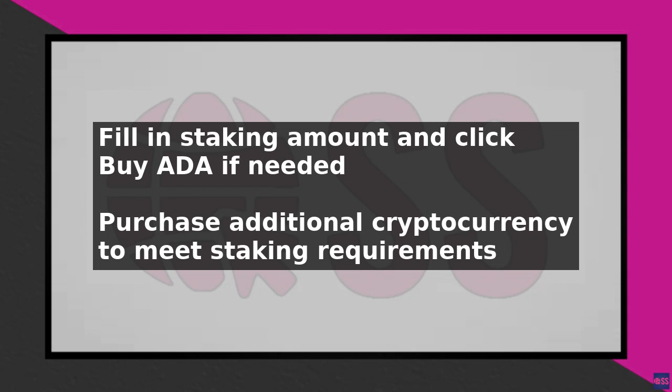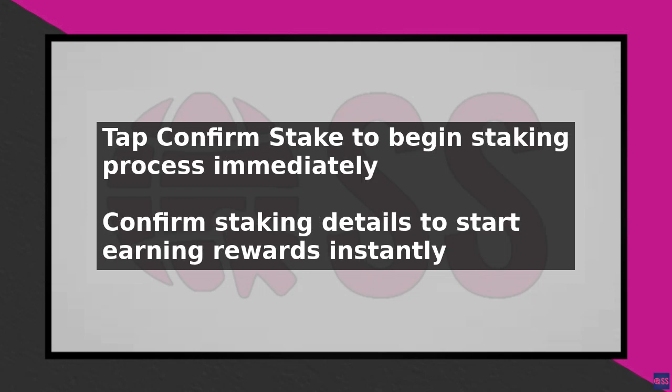After filling in the staking amount, review the staking details, agree to the terms and conditions, and confirm. Finally, tap Confirm Stake at the bottom, and you will begin staking the cryptocurrency. The process is straightforward, and by following these steps, you can easily stake on Crypto.com.